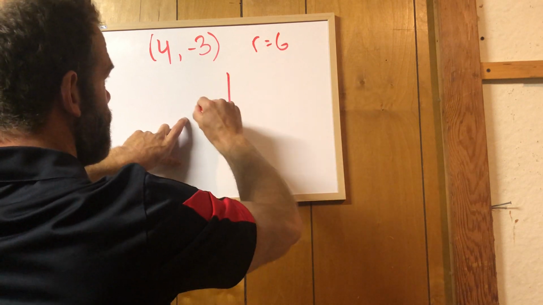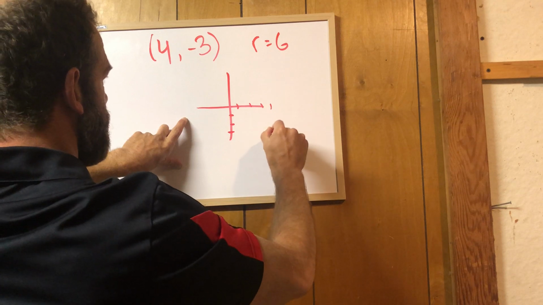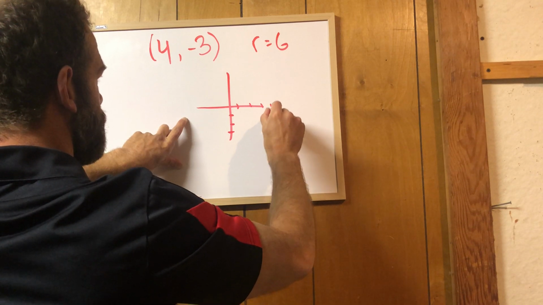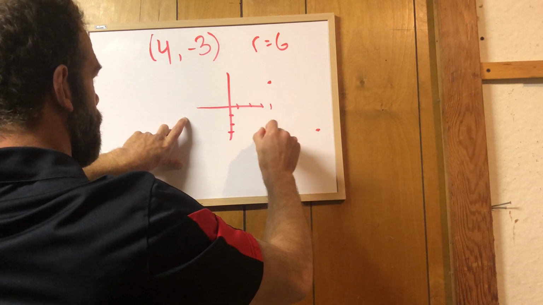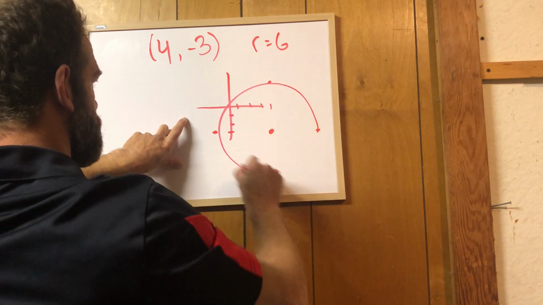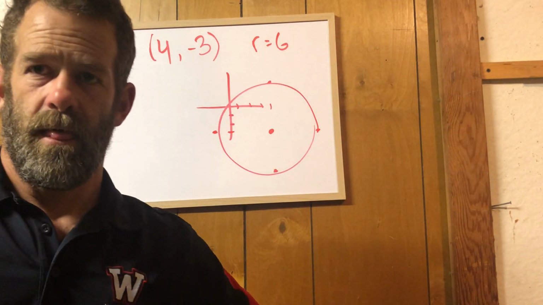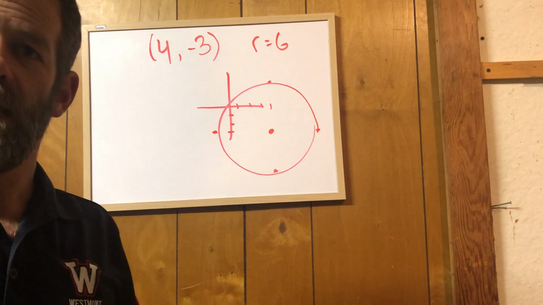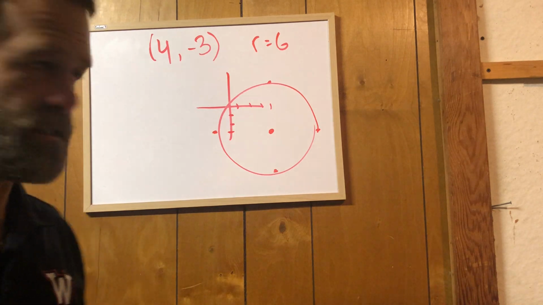And then if you were to graph this, 1, 2, 3, 4, 1, 2, 3, 4, -3, and then up 1, 2, 3, 4, 5, 6, to the right 1, 2, 3, 4, 5, 6, over 1, 2, 3, 4, 5, 6, down 1, 2, 3, 4, 5. Anyways, your circle is going to look something like this. There's your circle.